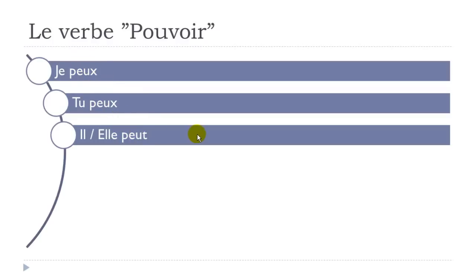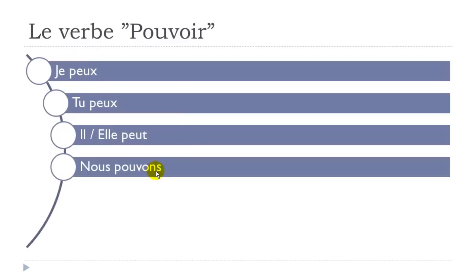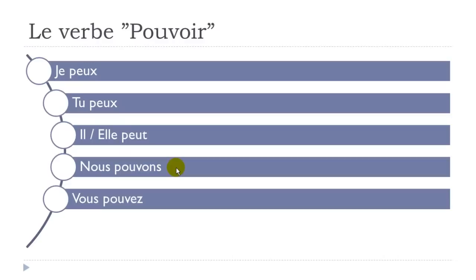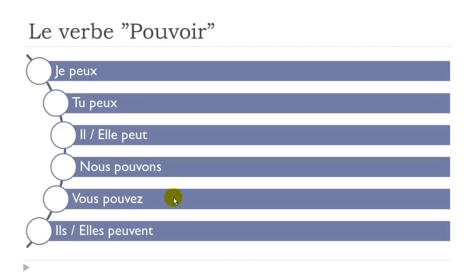Then nous, with a classic ending, ONS: nous pouvons. You don't pronounce the final S. Then vous pouvez, a classic ending for the vous form, a Z, which you pronounce like an A: vous pouvez. And then the plural form, ils, elles peuvent. Be careful, because you've got EU here, EU here, EU here, and then it comes back here as well. The only OU that connects to the infinitive, pouvoir, is for nous and vous.